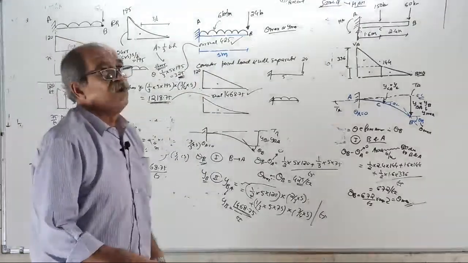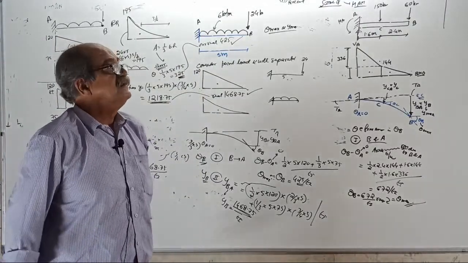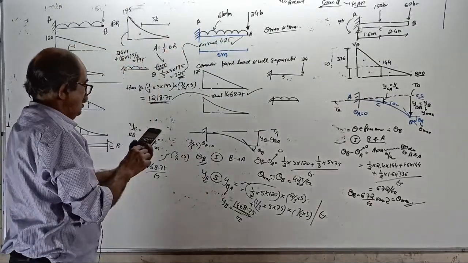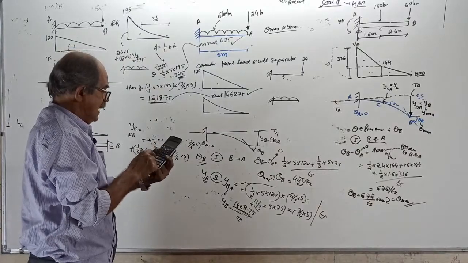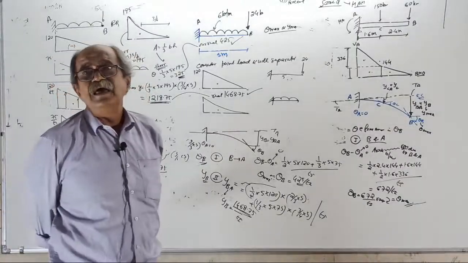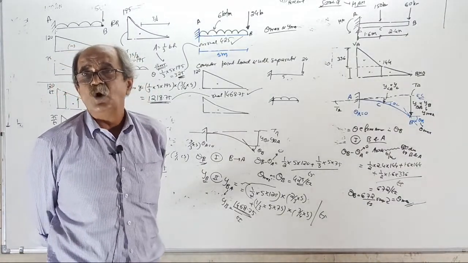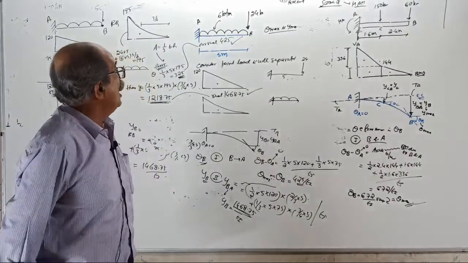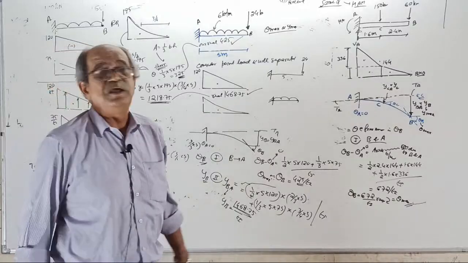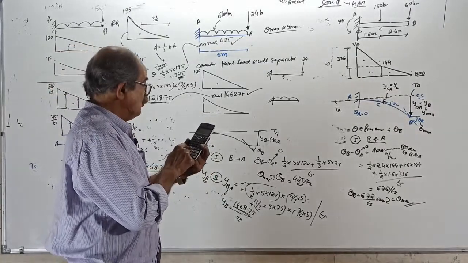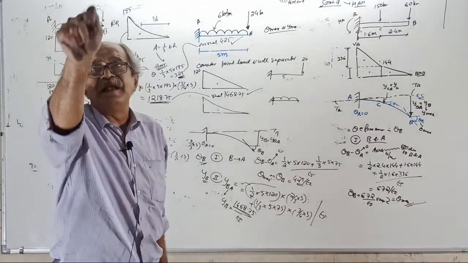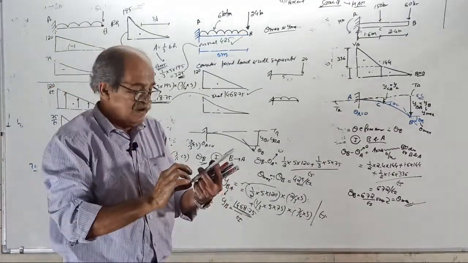Cantilever with point load. What is the formula for slope at the free end? WL square by 2EI, he will tell. Calculate. W, how much? 24 into 5 square divided by 2EI is the slope due to point load. Plus the slope due to UDL, WL cube by 6EI. Yes, I know it, he will tell. Plus 6 into 5 cube divided by 6. Press the equal button. See what comes.